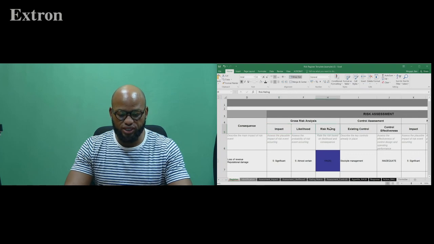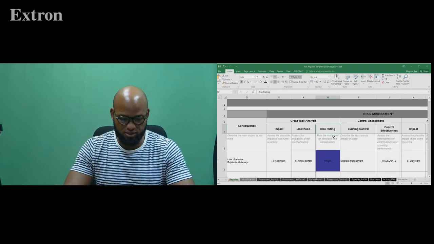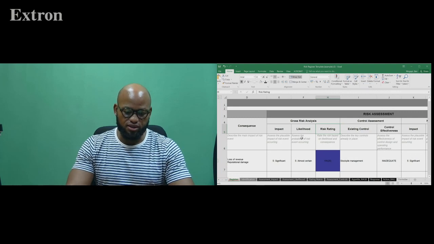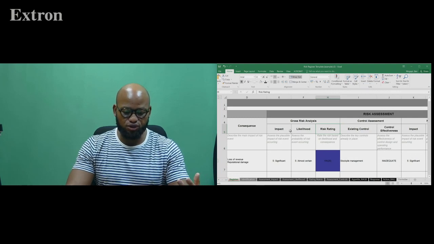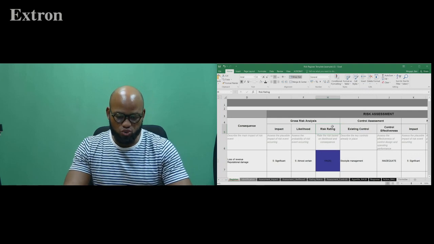You must remember we have a risk rating column here, and the reason why we have a risk rating column is because the whole point of a risk assessment or risk analysis is to prioritize risks, to decide which ones are the most important and which ones are the least important. So the result of this exercise of looking at the impact and likelihood needs to result in some sort of rating.